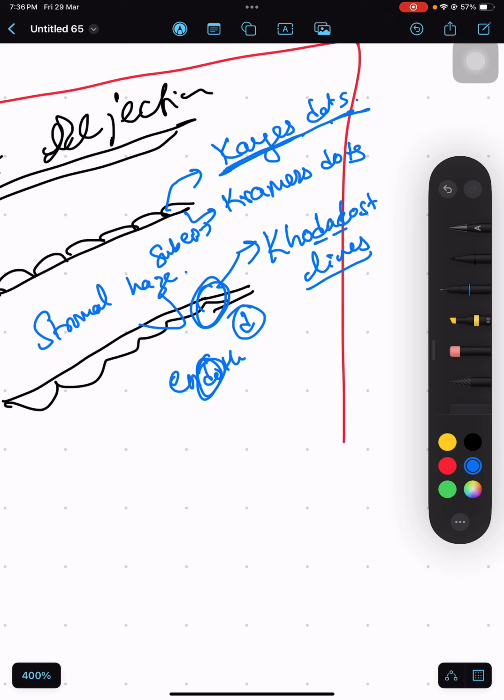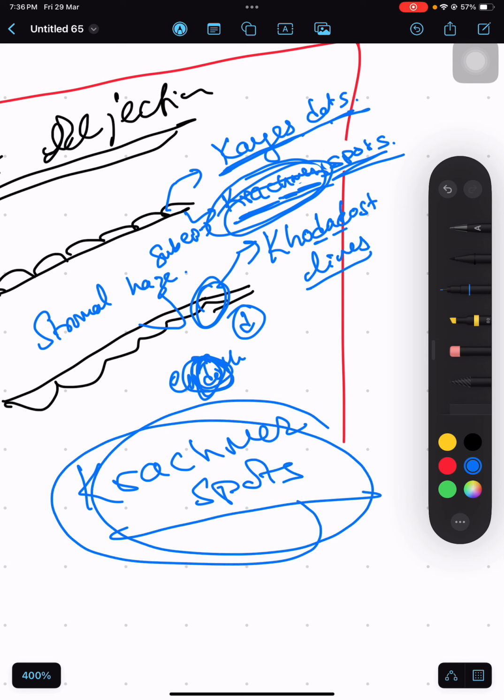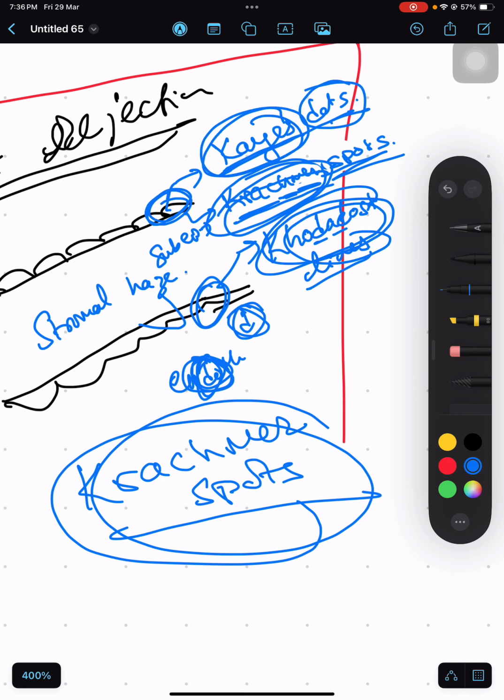Kayser dots. This Kramer's, the spelling is incorrect. It is Krachmer, Krachmer spots, not even dots. I also get confused. That is why we need to revise a lot of times. Very important for revision, ophthalmology. Krachmer spots. Write with me, okay? Krachmer spots, endothelium D's, so Khodadoust line, epithelium Kayser dots. I hope we are clear.